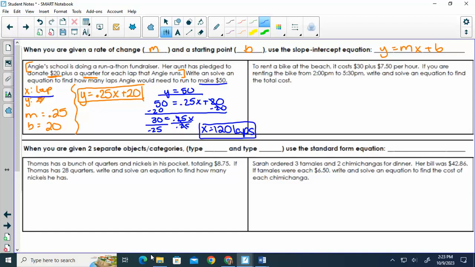I don't know if that'd be worth it for me, but maybe for some people. 120 laps. Maybe they're short laps. I don't know. 100 yards.